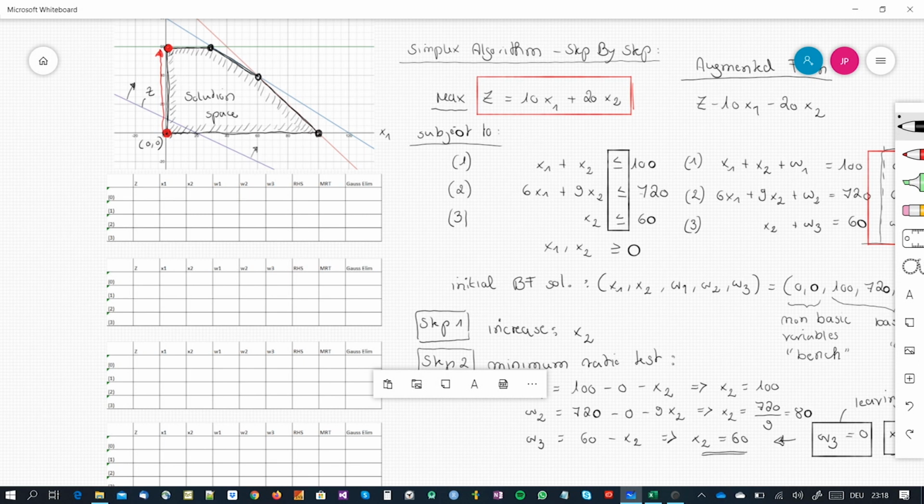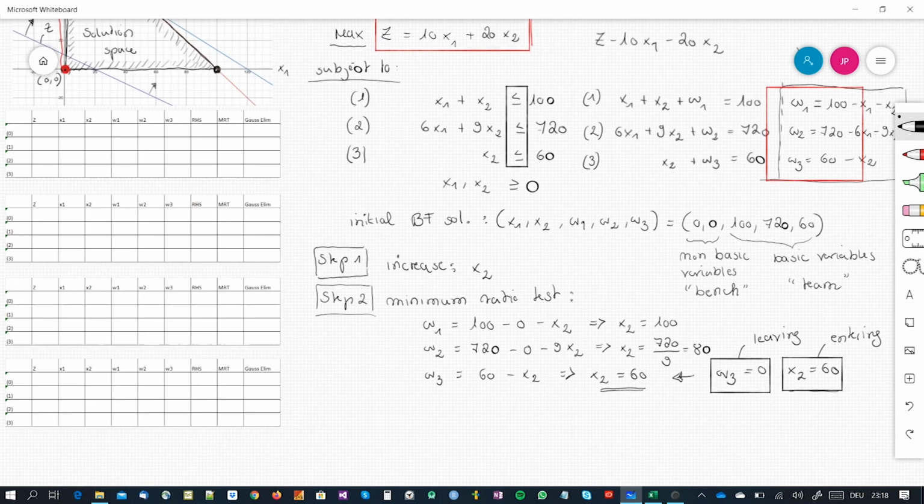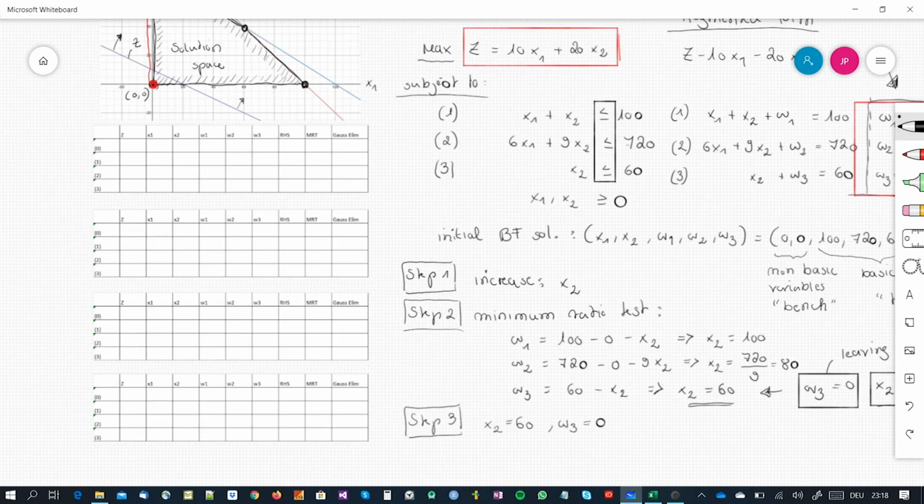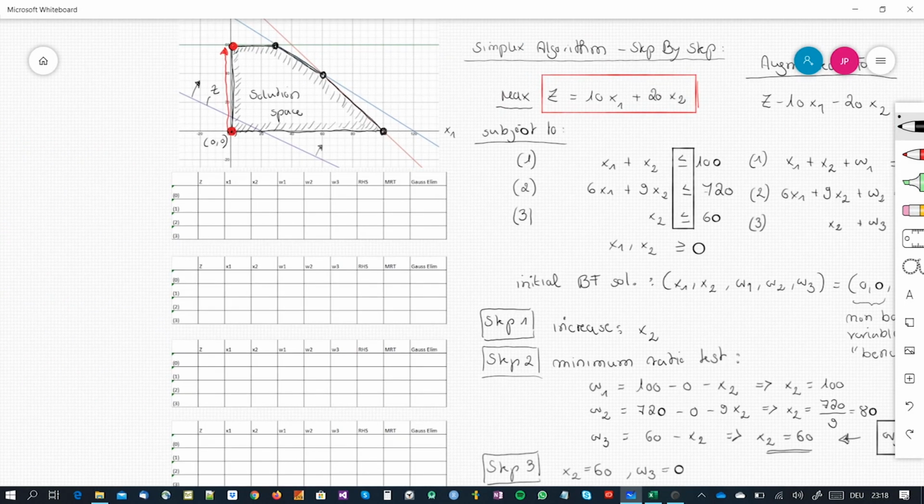Now let's use our tableau for these steps. By the way, step 3 is then, I forgot that, to increase x2 until 60, which decreases the slack of W3 to 0. So we would be in the first corner point solution.